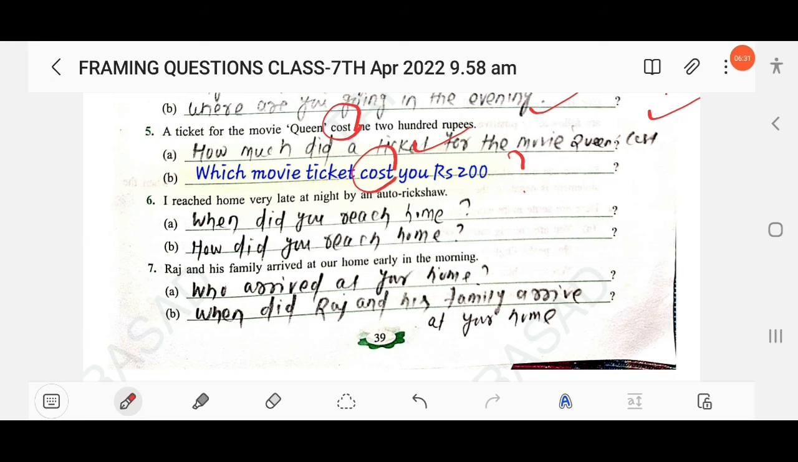The next: I reached home very late at night by an auto rickshaw. Here you can also use when to know the timing of an action. When did you reach home? As simple past tense is used, you have to use did. Where did you reach home? I reached home very late at night by an auto rickshaw. How did you reach home? By an auto rickshaw. So here you can use when and how.